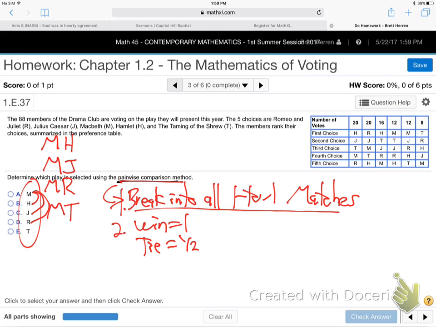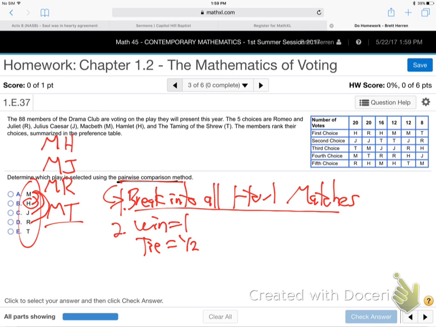What did I just do? I had M play, or compete against, everybody else. And you go down that list. Right, so here's M against everybody: M, H, M, J, M, R, M, T. Now that's all the ones starting with M. Put a line if it helps you.